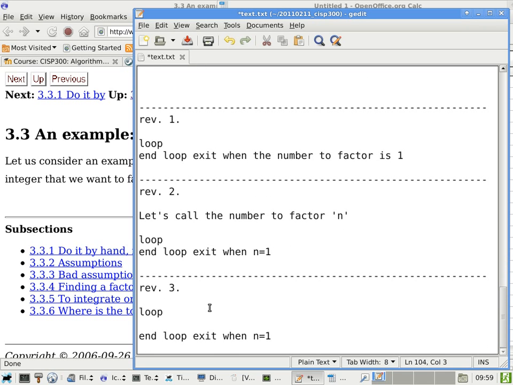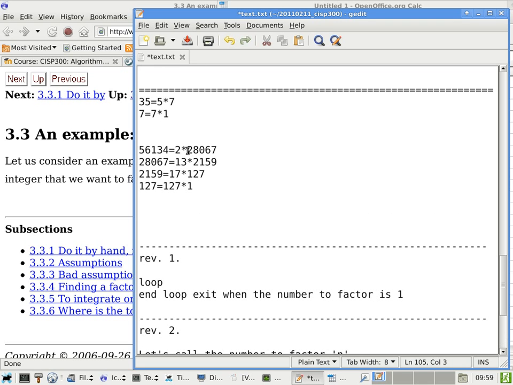Just describing in English, no need to use the pseudocode notation at this point. Found the lowest prime number that was a factor of the original number. Find a prime factor of n, right? And then what else did we do per iteration? How do I get to this number that I used in the next line? Divide the number by that.